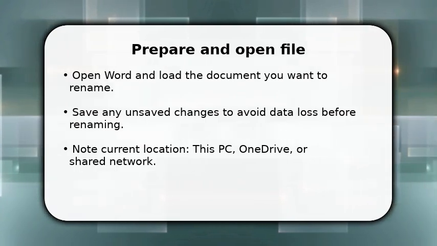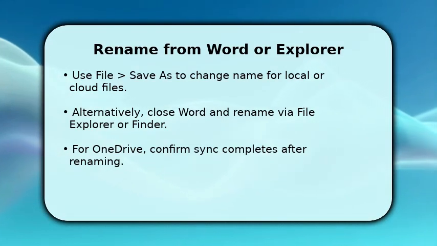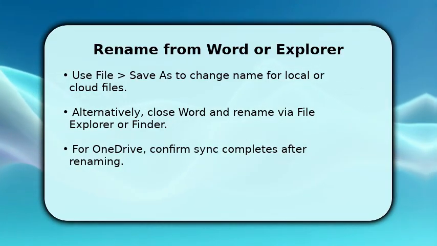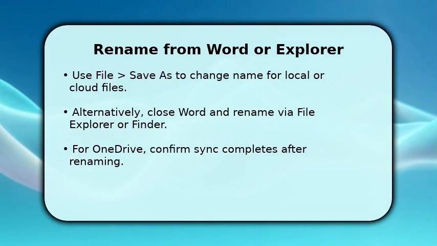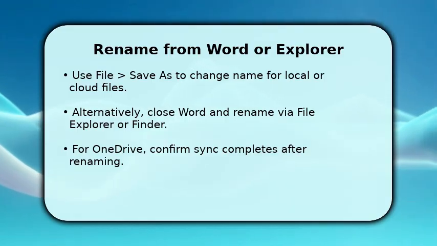Start with Save As if you want a quick in-app rename and a new copy. Choose the folder and type the new name, then save. If you prefer a file system rename, close Word, open File Explorer or Finder, locate the file, right-click and choose Rename, then enter the new name.